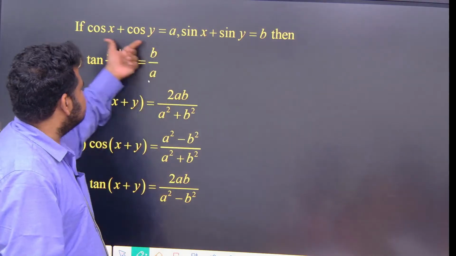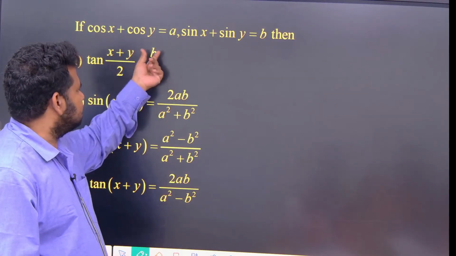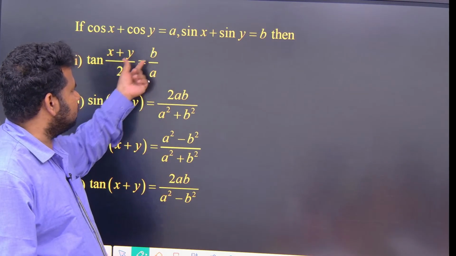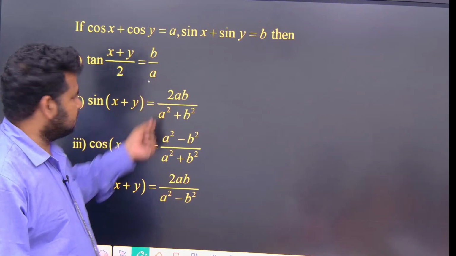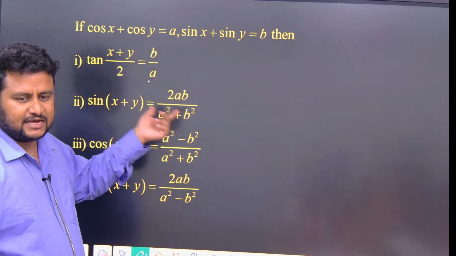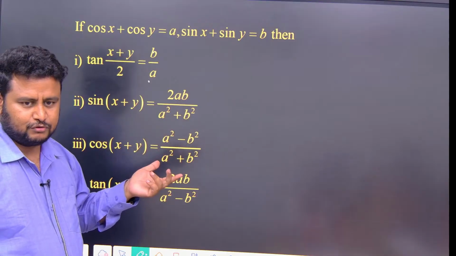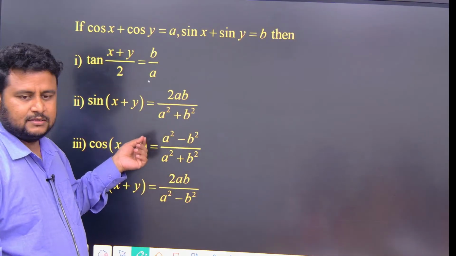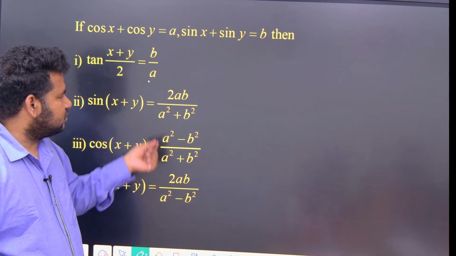This is sin, this is cos. Sin by cos is what? b by a. x plus y by 2, b by a. Okay, that's all. So see, sin in terms of tan, double angle formula, how do you write it? 2 tan a by 1 plus tan square a. So here you will write it as what?